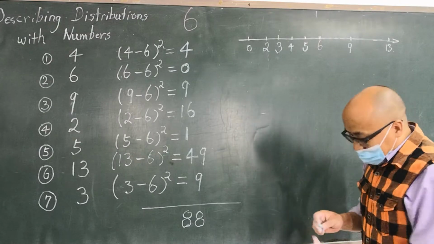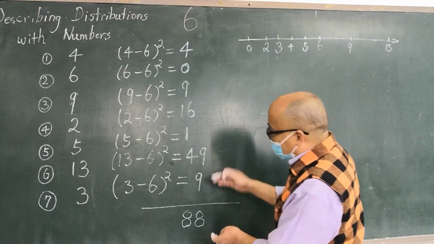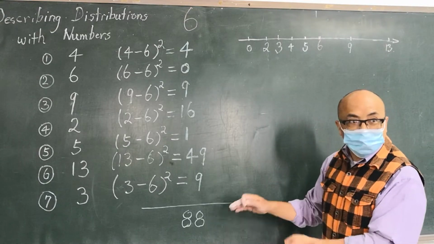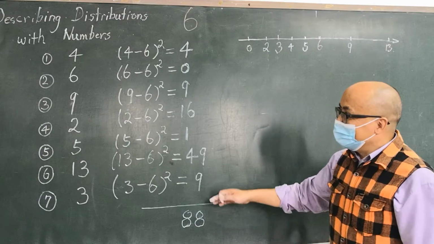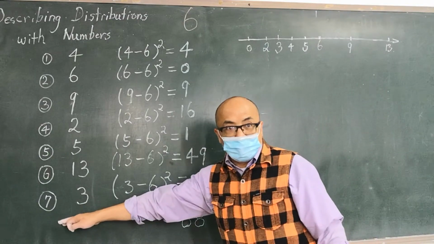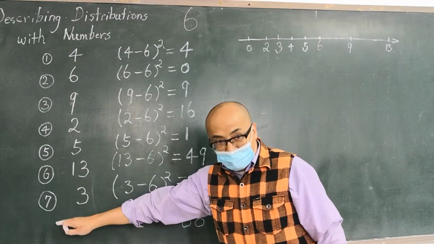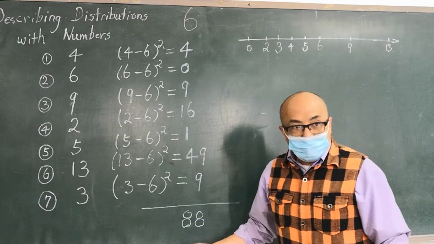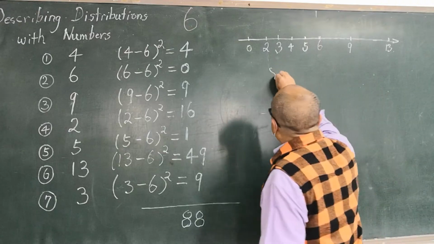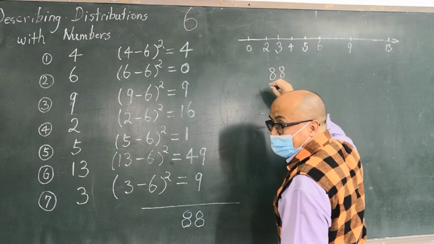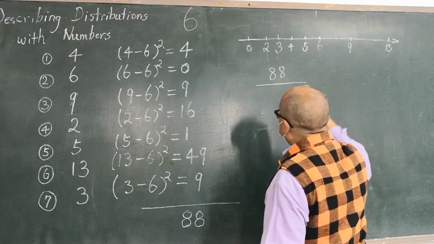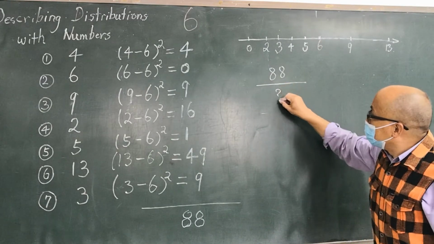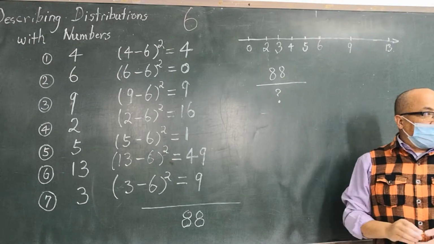88. Now for the variance, we still want to average out. Otherwise, if we add one more number, this will be larger. So the 88 needs to be averaged out.